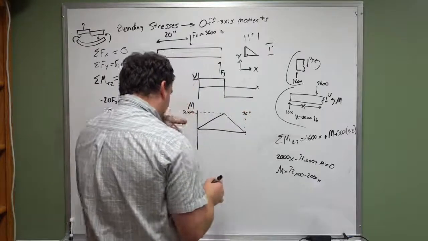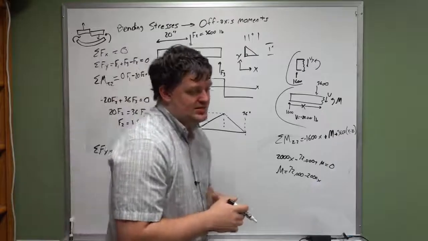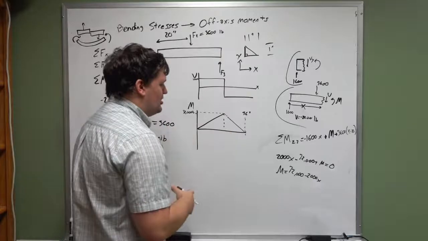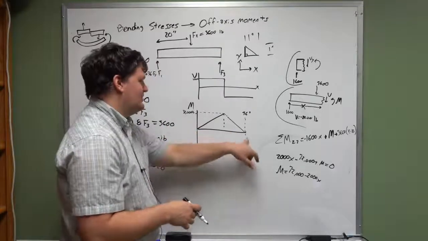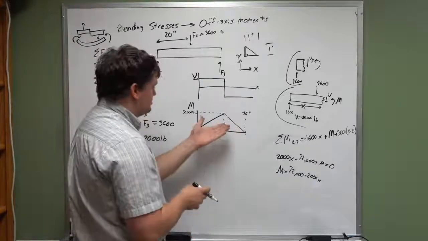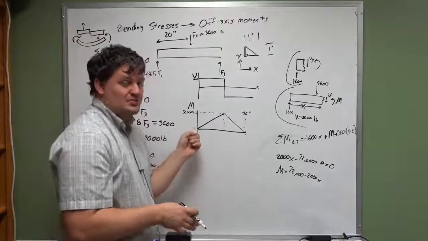So this is the moment diagram that we have. Now to calculate the bending stresses caused by this bending moment diagram, we know that bending stress over here is going to be 0, bending stress over here is going to be 0, and bending stress in the middle, really 20 inches in, is going to be caused by this massive bending moment.